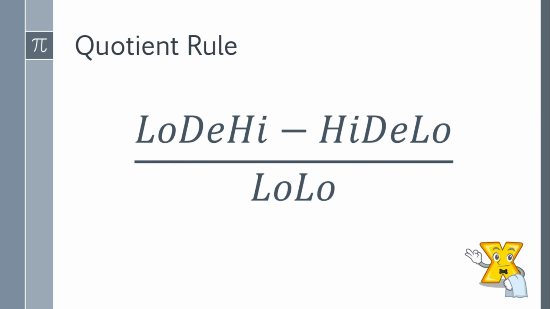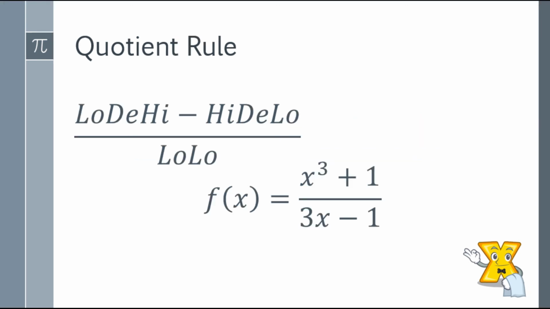So yung low function, multiply natin sa derivative ng high function, ma-minus mo sa high function na times mo sa derivative ng low, over mo dun sa low function na iti-times sa sarili niya. So let's see some example na lang para mas madali. So we have the function x cubed plus 1 over 3x minus 1.